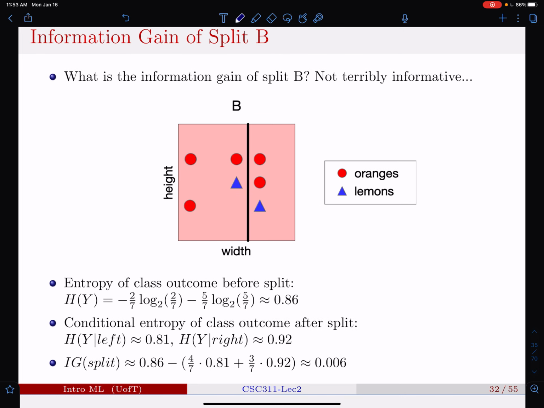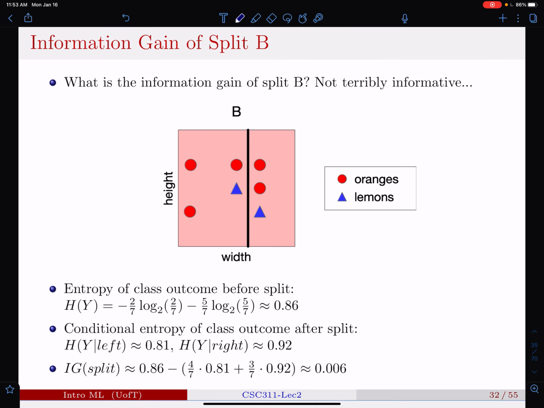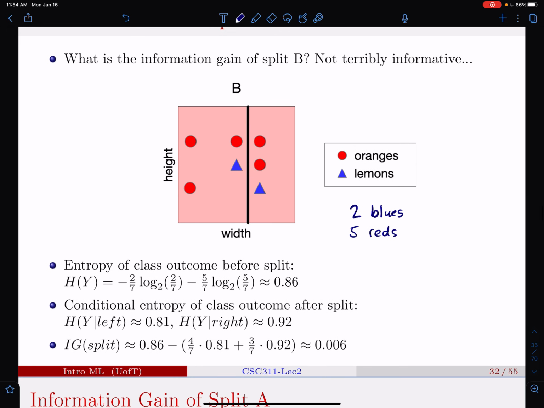If we revisit the example that we touched on earlier, you can consider the information gain from the two different splits that we considered before. So this is a split that we said was not quite as good. The reason is we can consider the entropy before the split. Initially there's 2 blues and 5 red dots, right? So the initial entropy is just calculated with this expression. That's the definition of entropy.